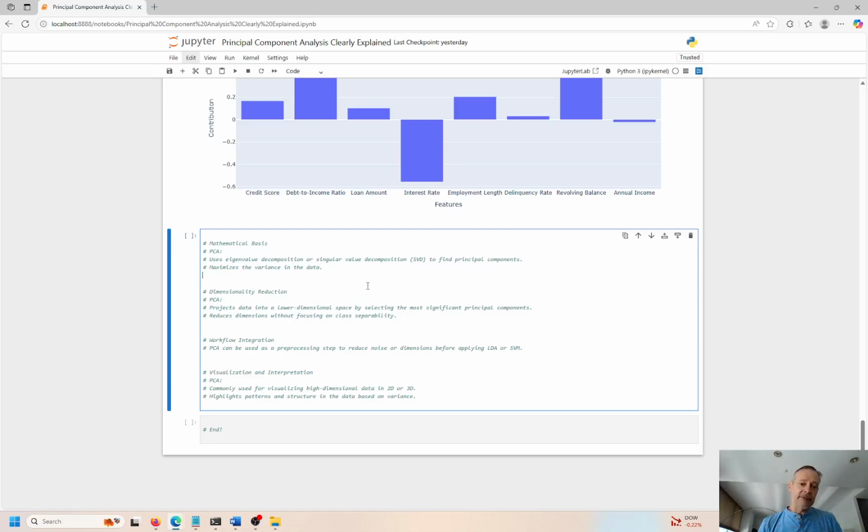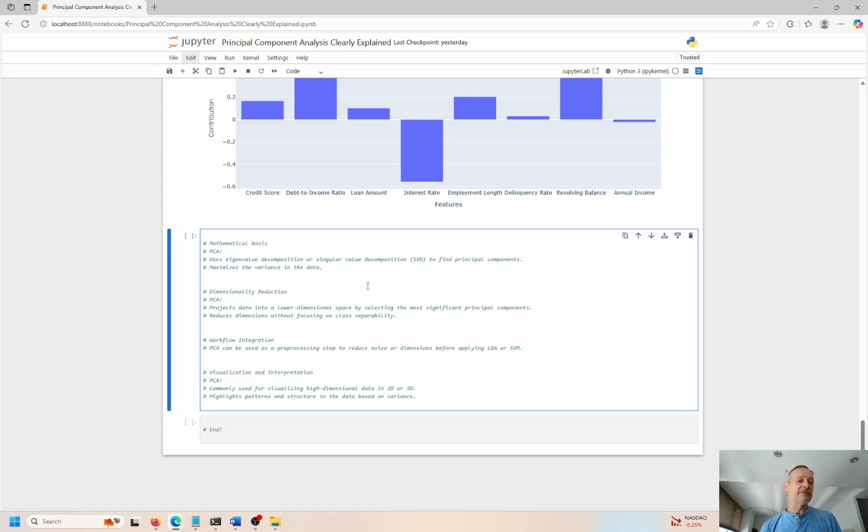PCA can be used as a pre-processing step to reduce noise, or clear a whole bunch of big dimensions and get down to just a few dimensions, fewer dimensions, right? This is dimensional reduction, so we can see what has the biggest impact on the target variables, right? This is commonly used for visualizing high dimensional space. So you can plot a 3D chart, you can plot a 2D chart, but you can't really plot a 4D chart or 5 or 6.